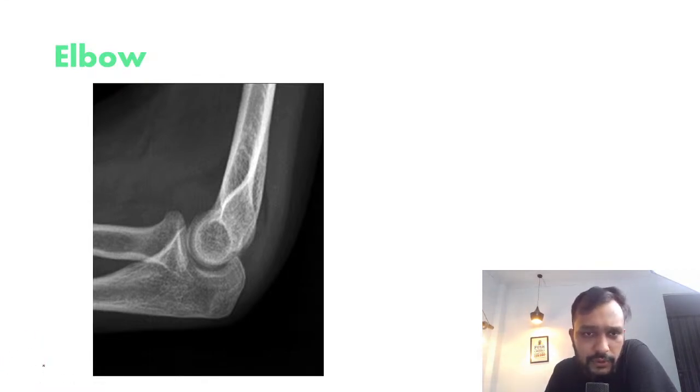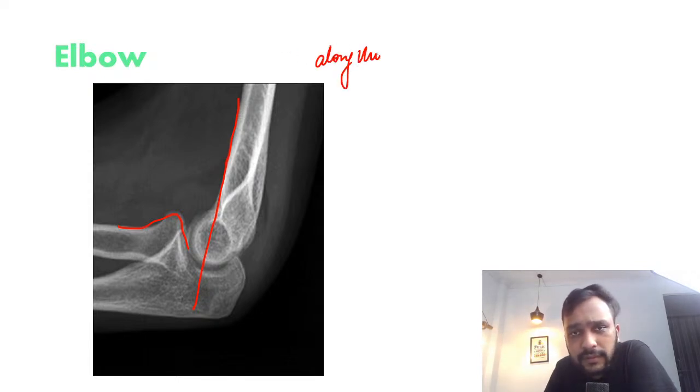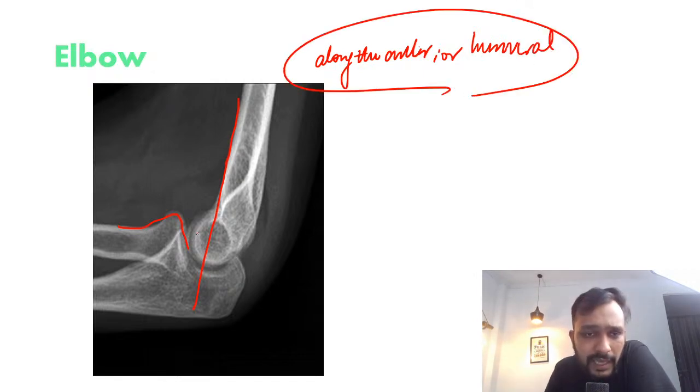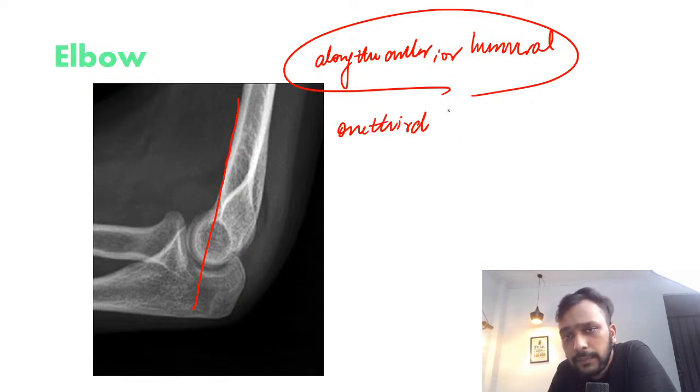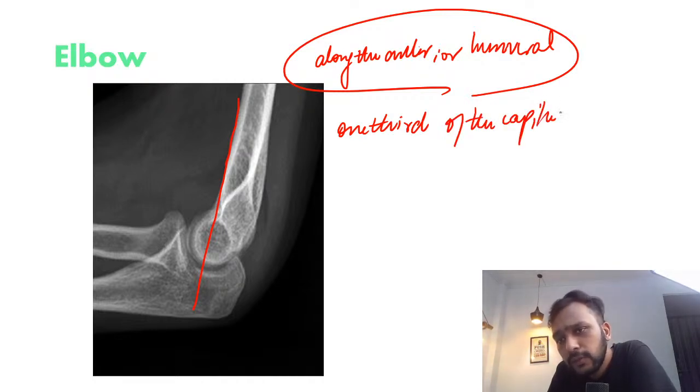So now guys, coming to the elbow joint. This is a normal x-ray of the elbow joint. What I wanted to tell you in this x-ray is that if we draw a line along the anterior humeral surface, this line should pass through the capitulum, and at least one third of the capitulum should lie anterior to this line.